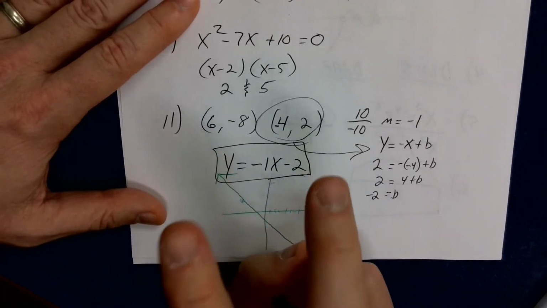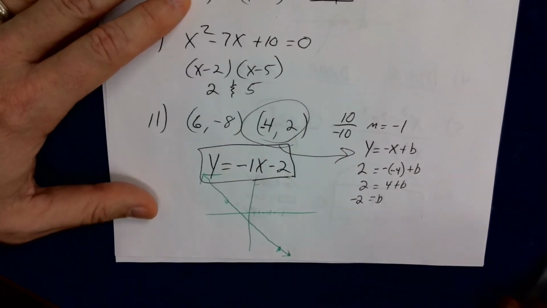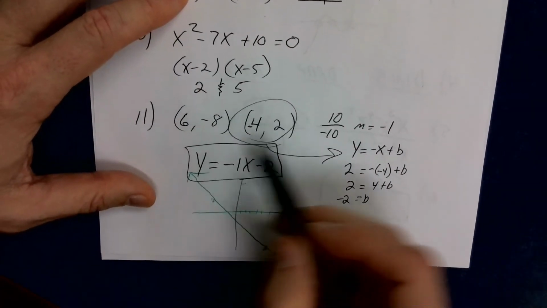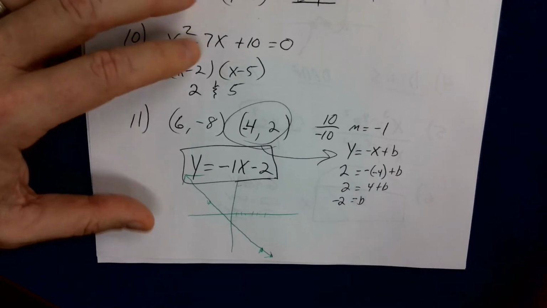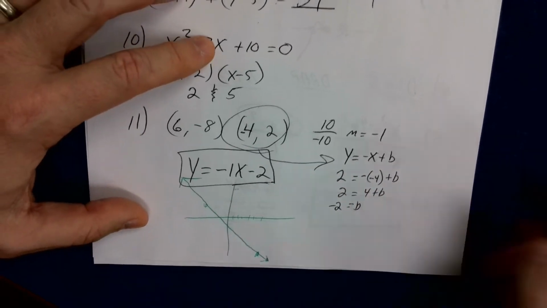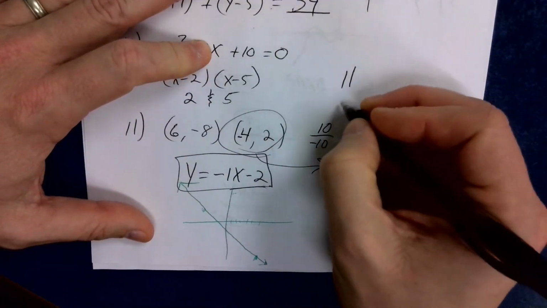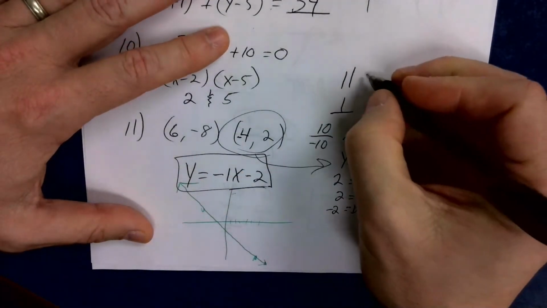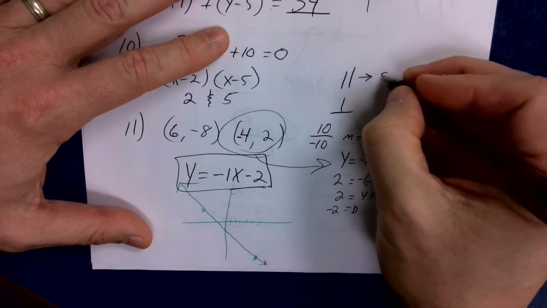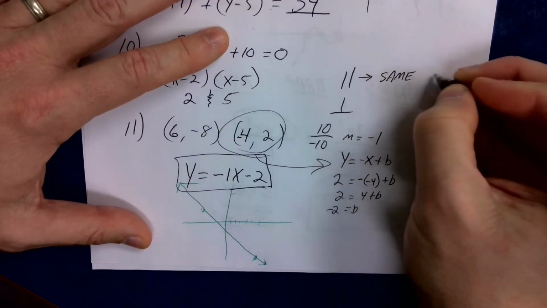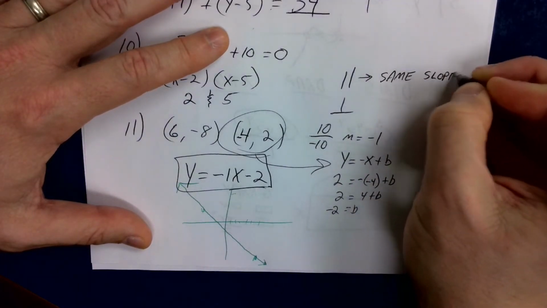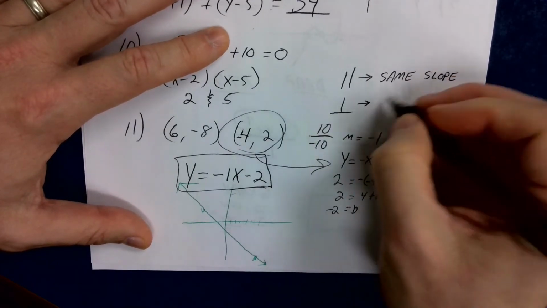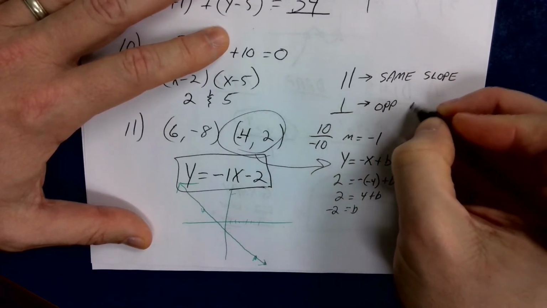So again, a couple of things here. One, that's to find the equation of a line given 2 points. I found it in slope-intercept form. We also had to find lines that are parallel or perpendicular to a given line. So remember these facts: parallel lines have the same slope, and perpendicular lines have opposite reciprocals.